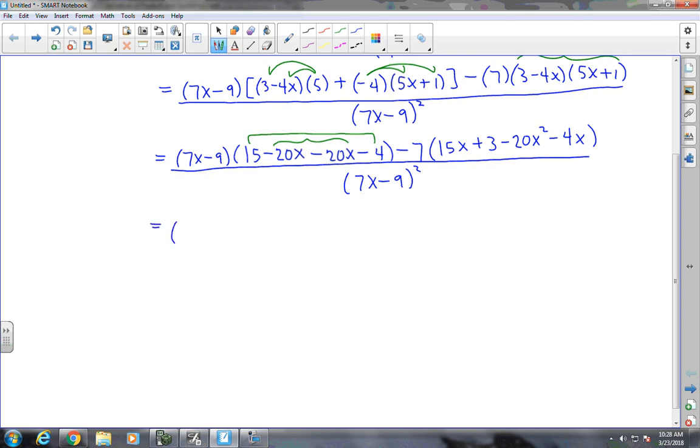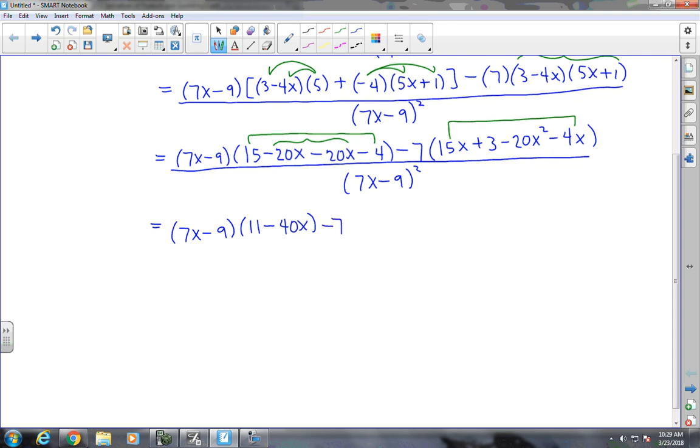So we end up with 7x minus 9. 15 minus 4 gives us 11. And combining minus 20x, we get minus 40x. So we have 7x minus 9 times 11 minus 40x. Next, we can combine like terms here. And let's also lead with our highest powered term.